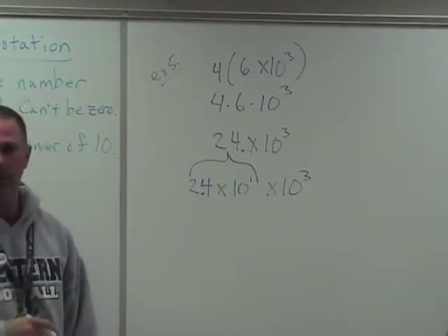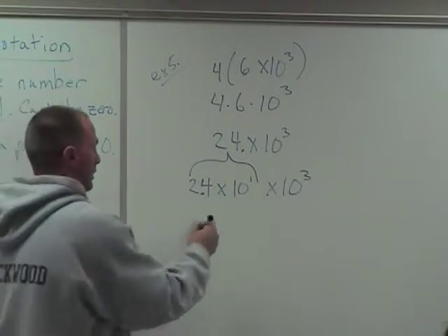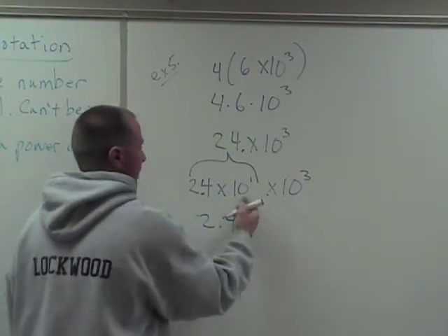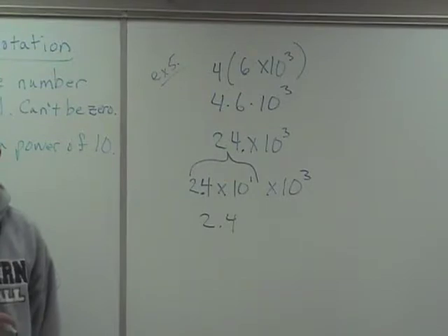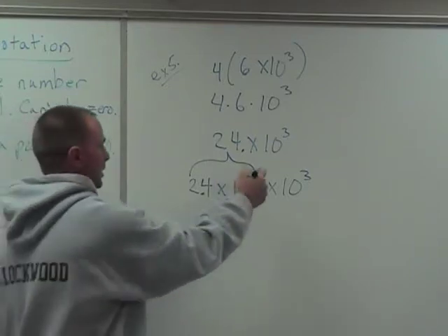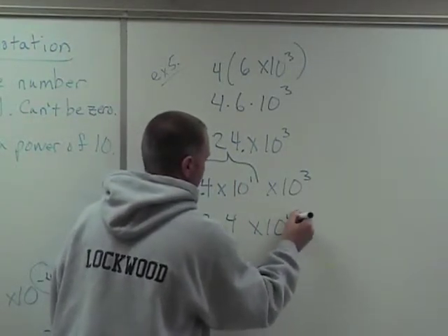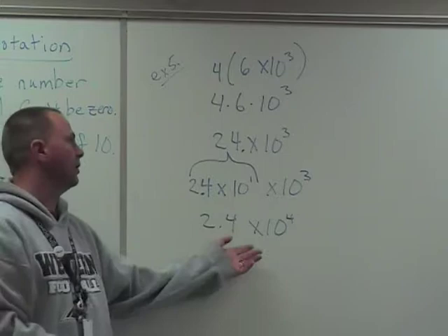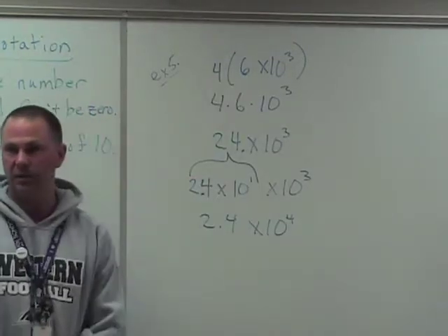Now you have what we did yesterday. 2.4, don't you have two like bases in multiplication? What do I do with my exponents? When you have like bases in multiplication, you add them. What's 1 plus 3? 2.4 times 10 to the fourth is what that answer is. Is what?